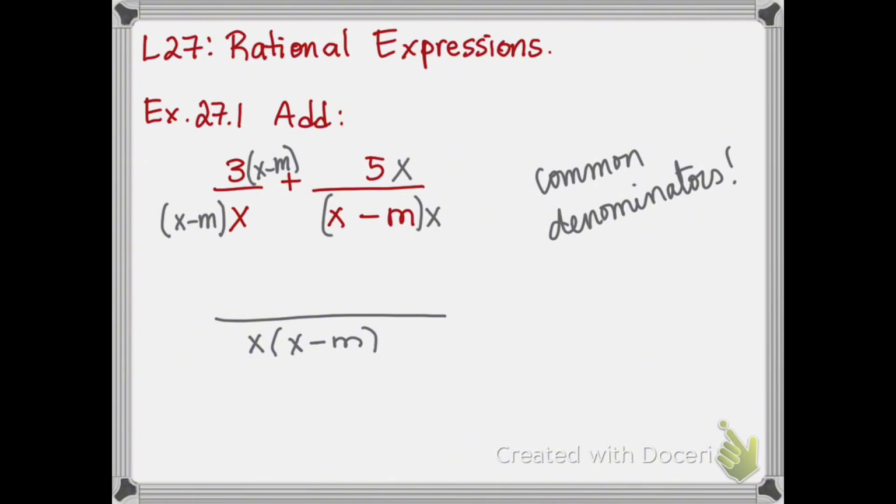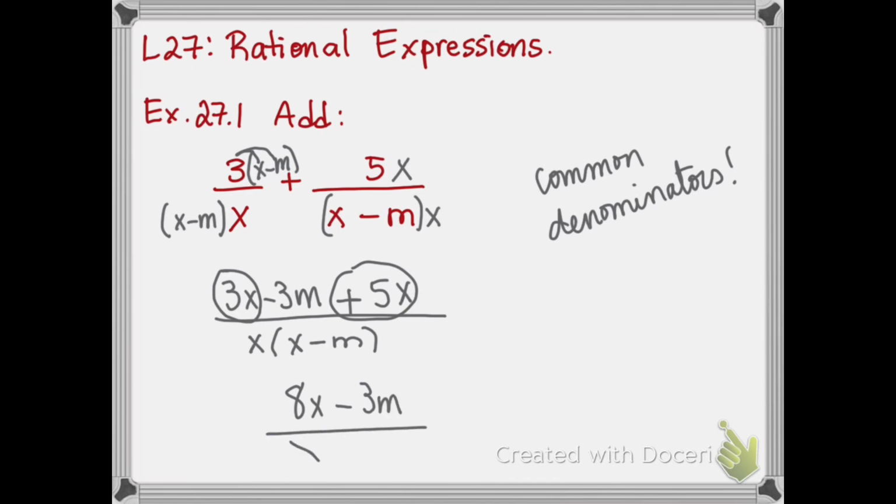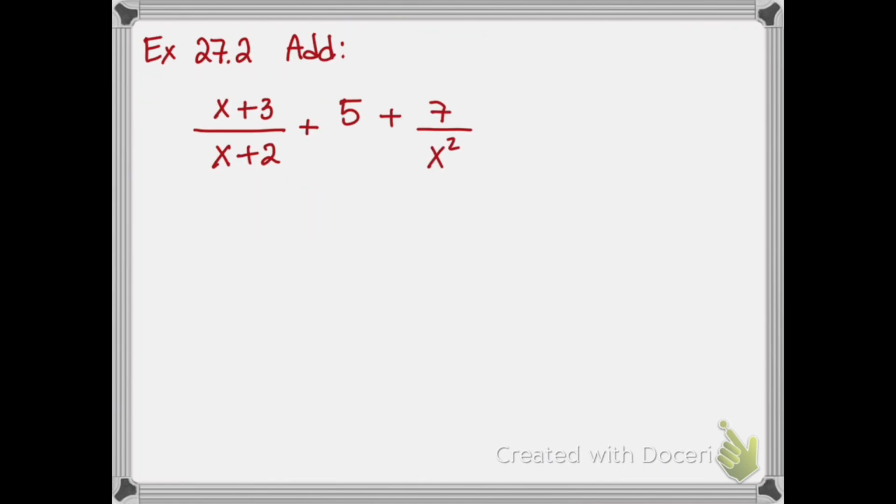My final answer is going to be 3x minus 3, because we have to do distributive property, and plus 5x. In this case, 3x and 5x are like terms, so we need to add them. 3 plus 5 is 8x minus 3 over the x minus 1. And that's our answer.